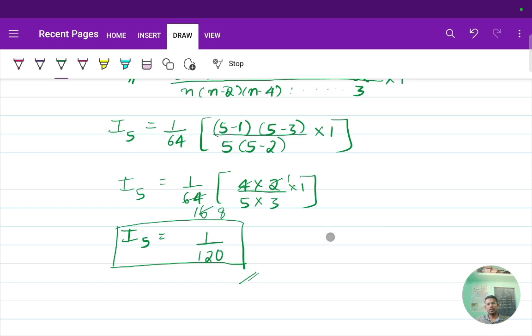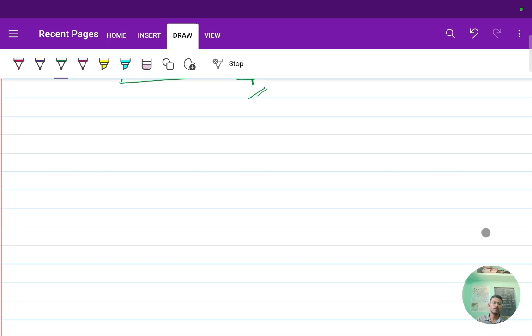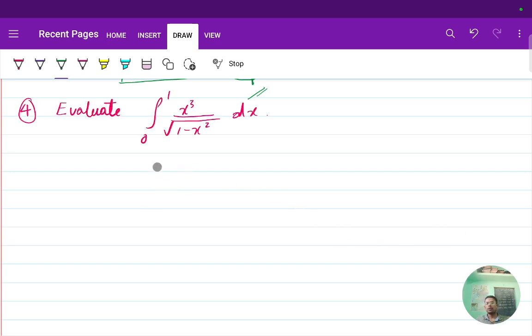So let's solve another problem. The fourth problem is: evaluate integration over 0 to 1 of x cube divided by root of 1 minus x square dx. Let us solve this. Solution: let I is equal to integration over 0 to 1 of x cube divided by root of 1 minus x square dx.